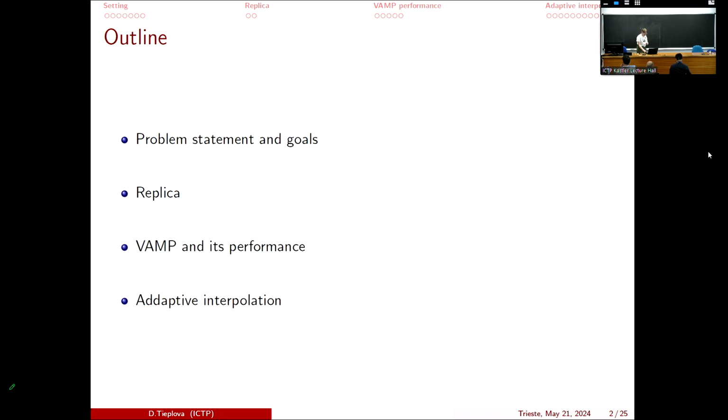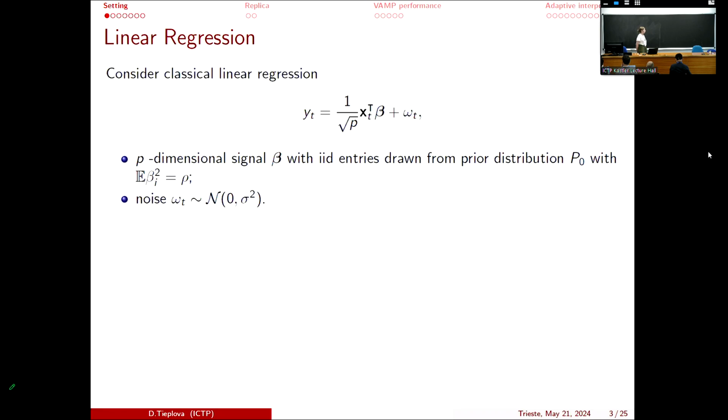Good. So now let us dive into the model. We are starting with something very simple and basic, that is the classical linear regression. As you can see, we have some observations y, obtained by some useful signal beta of dimension p to which we apply some vector x. We will be talking about x a lot after, but for the moment it's just a vector x. And we also add some Gaussian noise, because what can we do without Gaussian noise?